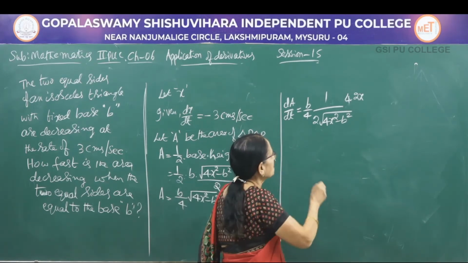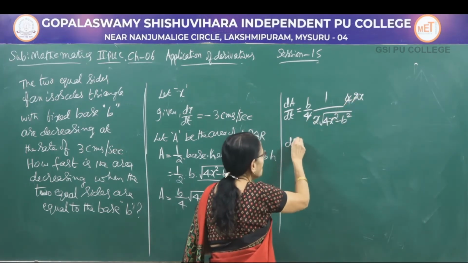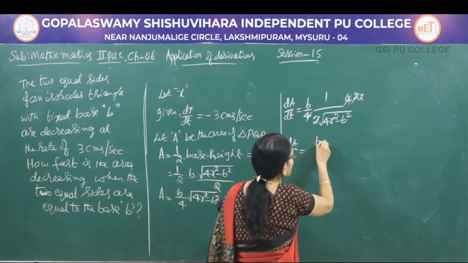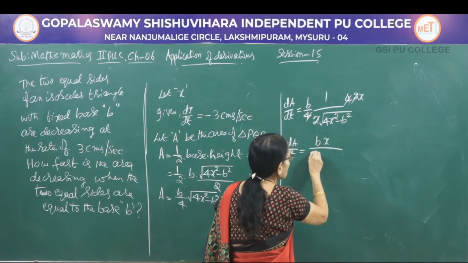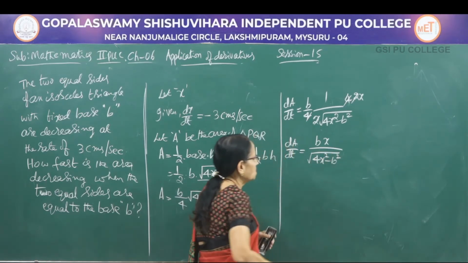Okay, now this is the derivative. So, 4 and 4, 2 and 2 can be cancelled. Let me write dA by dt equal to, what is remaining? B into x divided by root of 4x square minus B square.